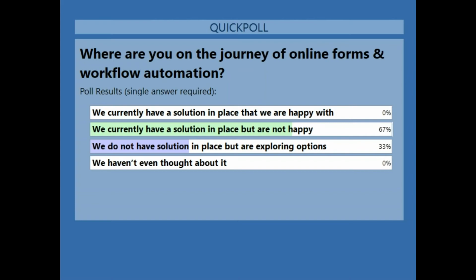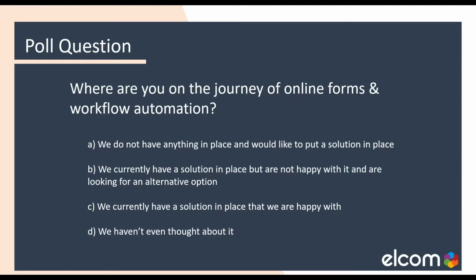33% said we do not have a solution in place, which is quite interesting as well, that there isn't anything in place at the moment. And then 0% haven't even thought about it. So it's good that about two thirds of the organizations are somewhere along this journey, but obviously not happy with what they're doing. And I guess that's part of the reason you might have joined us today, to see how you can improve it and do it a lot better. And one third of the audience today don't even have something in place, but you're obviously exploring solutions and options and thinking about it as well. So really interesting to see those results. Thank you very much, everyone, for jumping in and answering that poll.